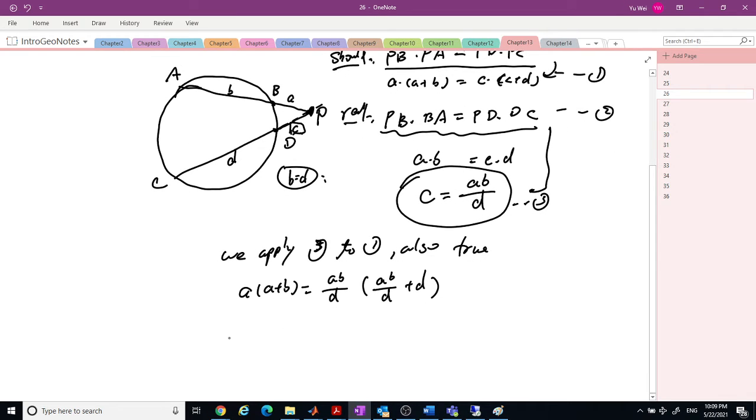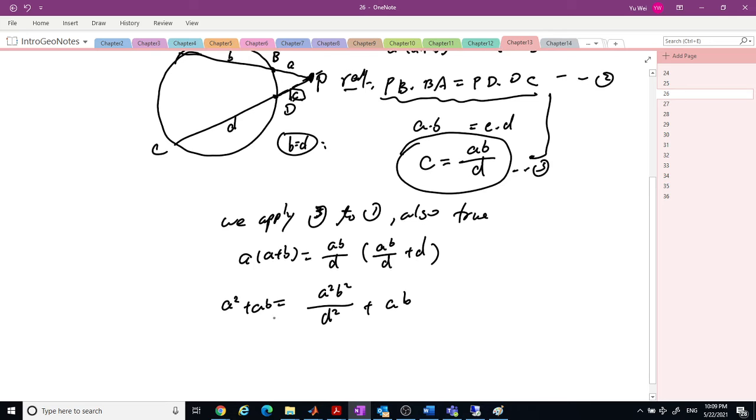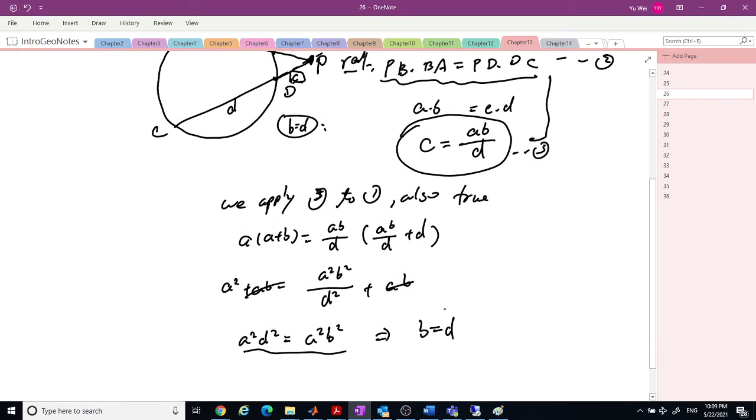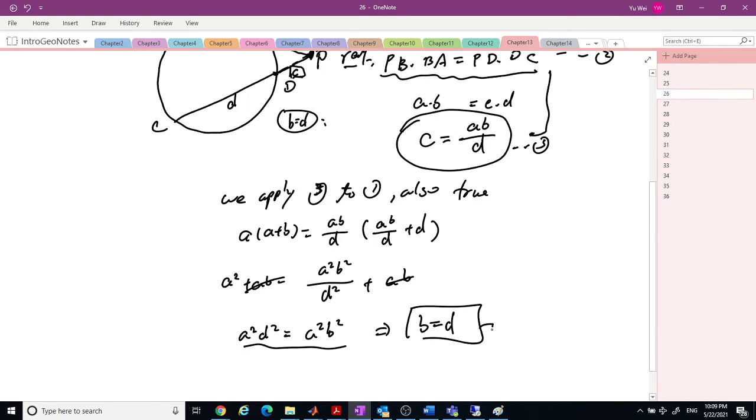So we have a squared plus ab is equal to a squared b squared over d squared plus ab. Now we can cancel the ab. Now we have a squared d squared equal to a squared b squared. In this case, we know b equals d. So this is exactly what we want to prove.